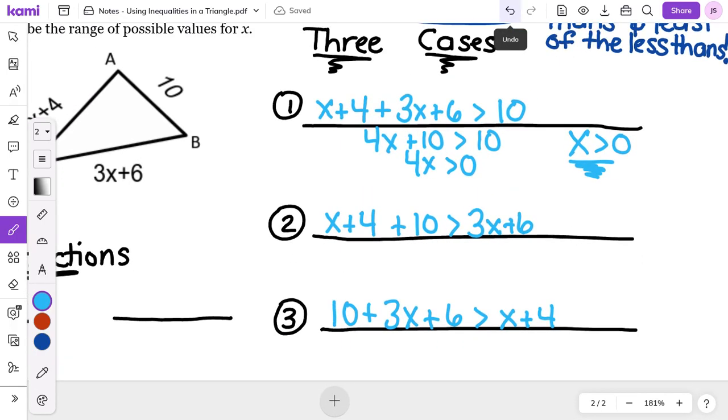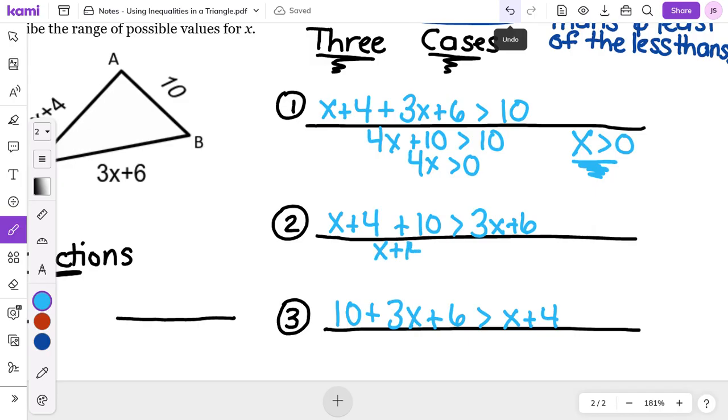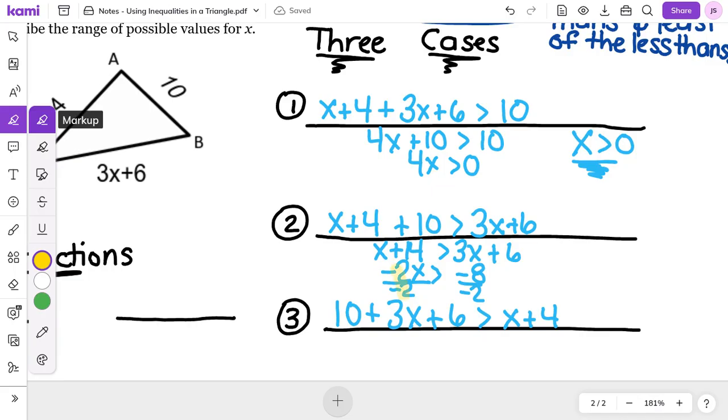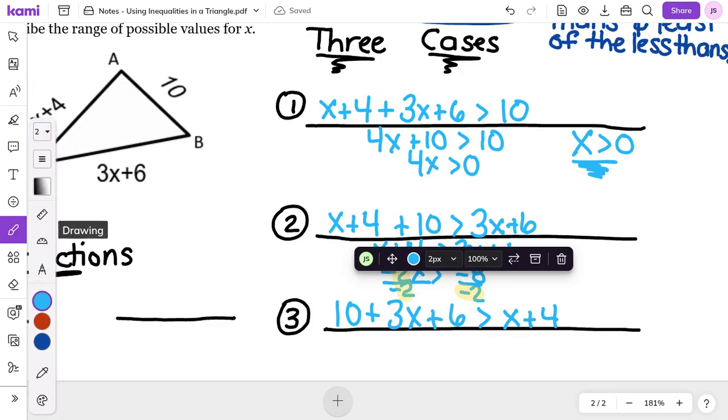The second inequality, if we simplify it a little bit, x plus 14 must be greater than 3x plus 6. Let's get variable terms to one side, constants to the other. Depending on how you do it, when I simplified it, I got negative 2x is greater than negative 8, right? I know my next step is to divide by negative 2. But again, remember, anytime you are working with an inequality and you multiply or divide both sides by a negative, you have to reverse the inequality symbol.